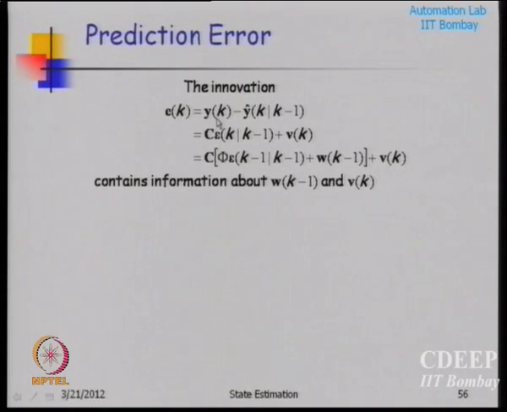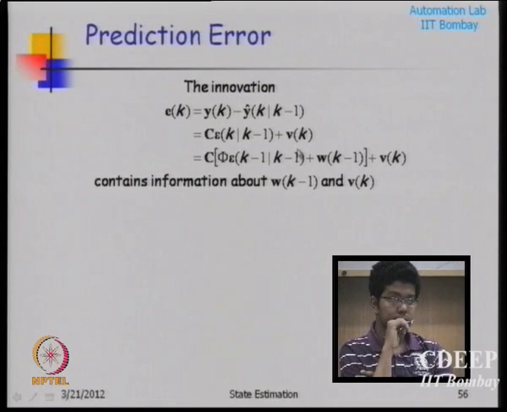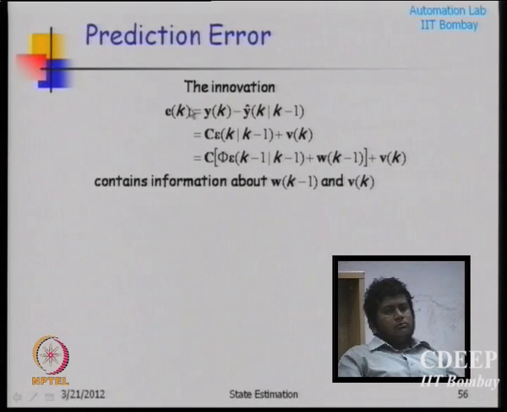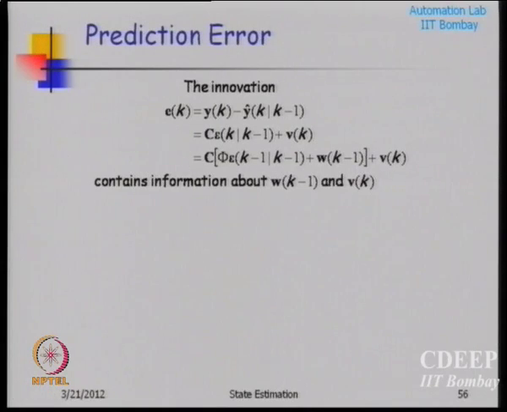Okay. Now look here. What is e_k? e_k is y_k minus y hat, the innovation. So this is C ε_{k|k-1} plus v_k. What is the mean value of e_k? You take the expectation of e_k, what will you get? You will get 0. Why do you get 0?